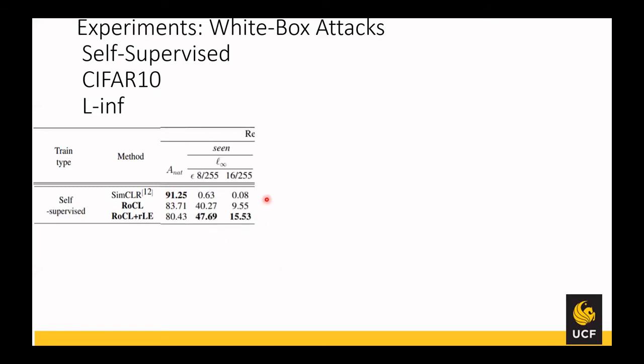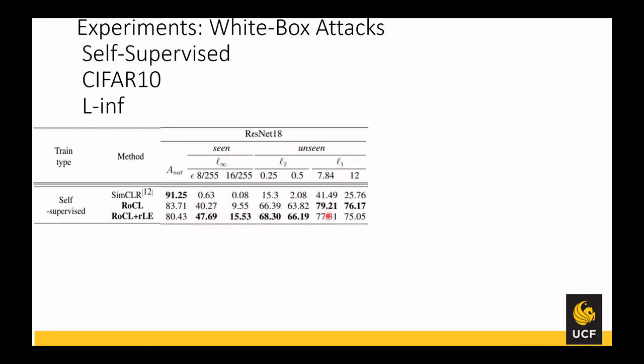But when we move on to attacked images, you can see right here, this is the L infinity attack. The authors considered these as seen attacks because the models were trained with L infinity. But what we can see here is SimCLR did a really poor job on the accuracy under these attacks, while ROCL, both versions, did much better. Now, looking at unseen attacks, we have L2 and L1.